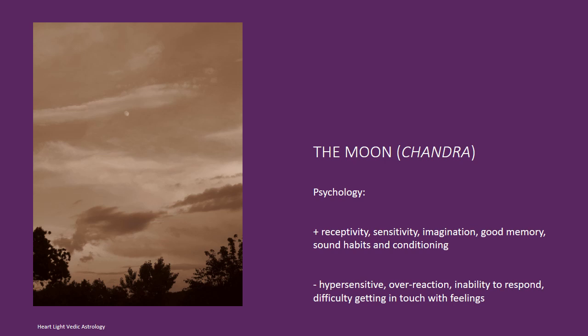Psychology related to the moon. When it's positively conditioned, well placed in a chart, so good house, not a negative house, when it's strong rather than weak, you would find somebody who is receptive, sensitive, imaginative, has a good memory, has sound habits and conditioning. When it's in a weak position or a negative house, not well placed, as we would say, this could be somebody who's hypersensitive or overreactive, doesn't respond appropriately, and has difficulty getting in touch with their feelings.